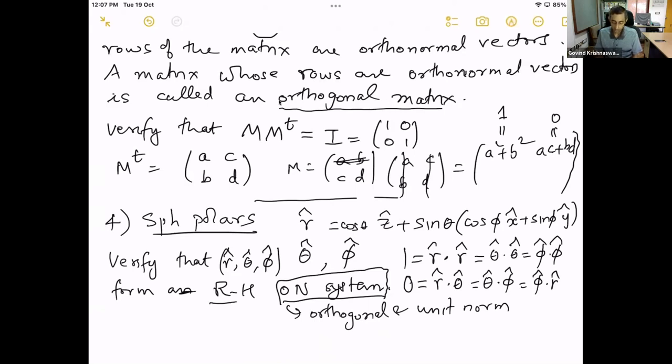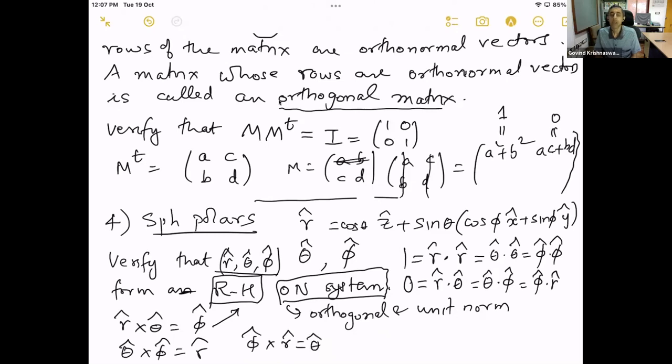Having done that, you want to check that it's right-handed in this order, which means you have to check that r hat cross theta hat is equal to phi hat. This would establish right-handedness. Of course, you could check that theta hat cross phi hat is r hat. That is also adequate. These are cyclic permutations, or you could take phi hat cross r hat equal to theta hat. Checking any one of these 3 will establish that it's right-handed, but it is superfluous to do all 3. You can do just one. This was our definition of right-handed.